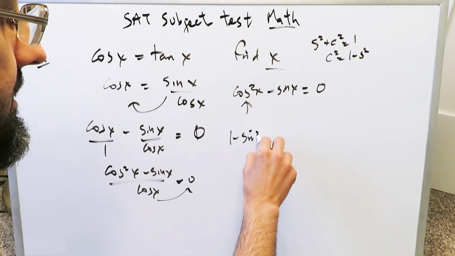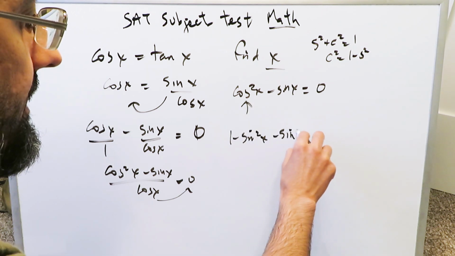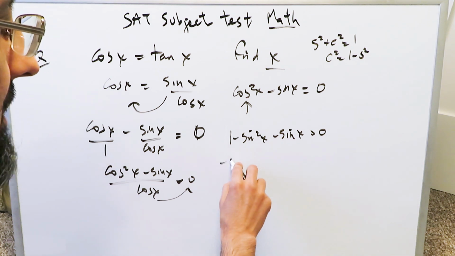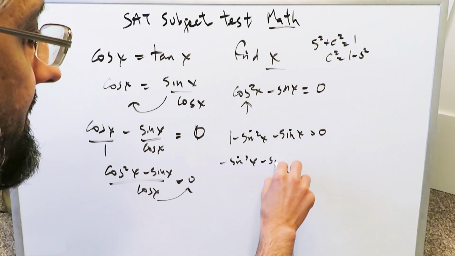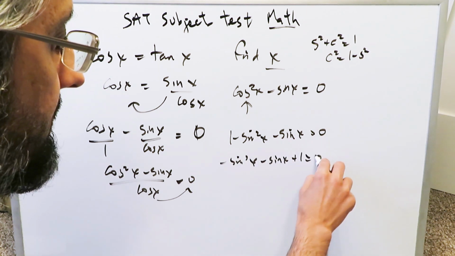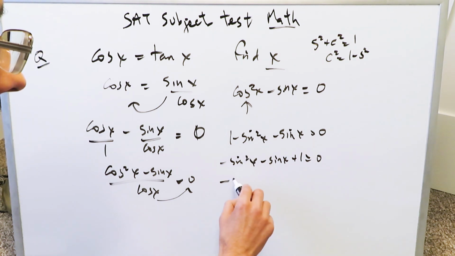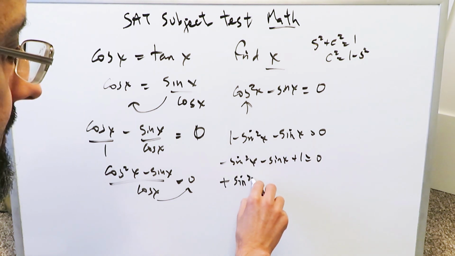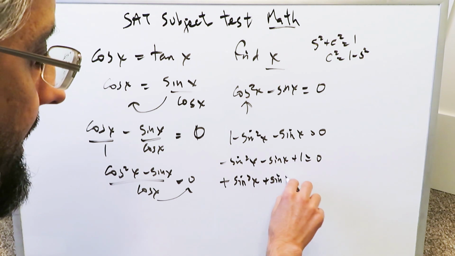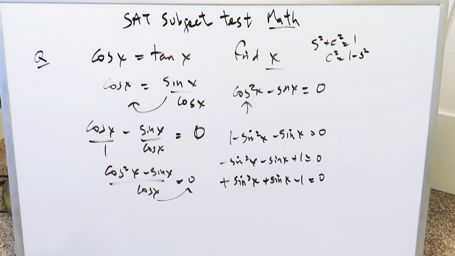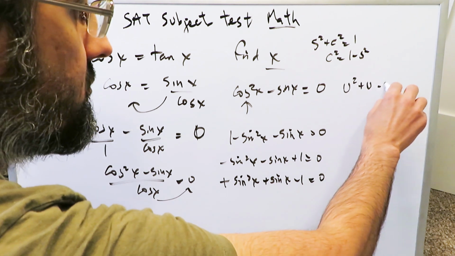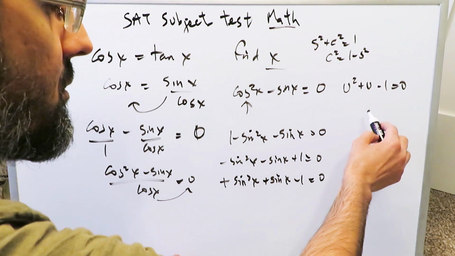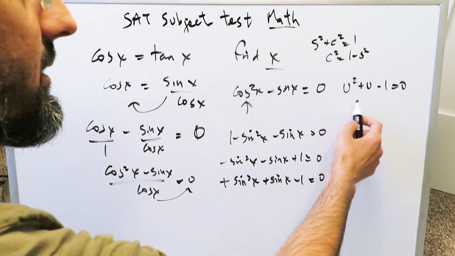1 minus sine square x minus sine x is equal to 0. Minus sine square x minus sine x plus 1 is equal to 0. You can do here a positive sine square x plus sine x minus 1 is equal to 0. I'm just flipping the signs around. You're really looking here at u square plus u minus 1 is equal to 0, and you do the quadratic formula. Run everything here through the quadratic formula.